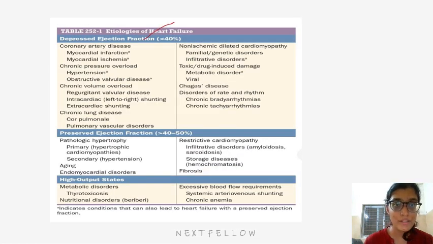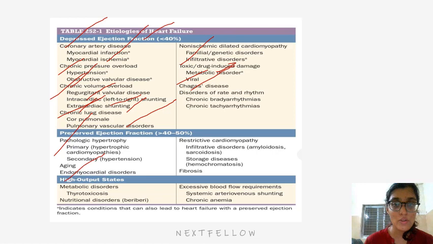Etiologies of heart failure: depressed ejection fraction, preserved ejection fraction, and high output state. Depressed ejection fraction: coronary artery disease like MI and myocardial ischemia; chronic pressure overload like hypertension and obstructive valvular disease; chronic volume overload like regurgitant valvular lesion, intracardiac shunt, and extracardiac shunting; chronic lung disease like cor pulmonale and pulmonary vascular disorders; non-ischemic dilated cardiomyopathy like familial genetic disorders, infiltrative disorders, toxin, drug-induced damage, metabolic disorders, viral like Chagas disease.